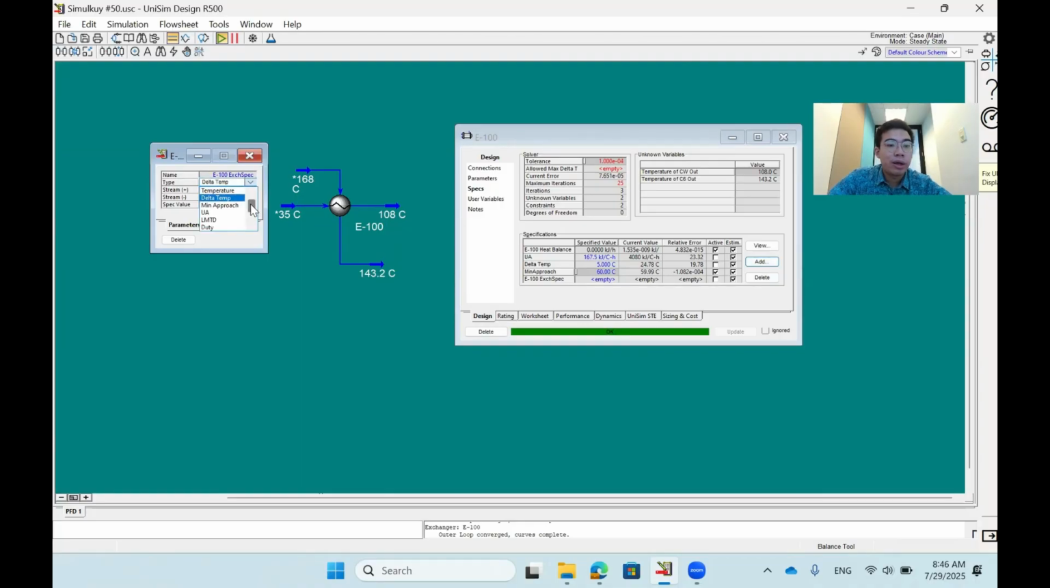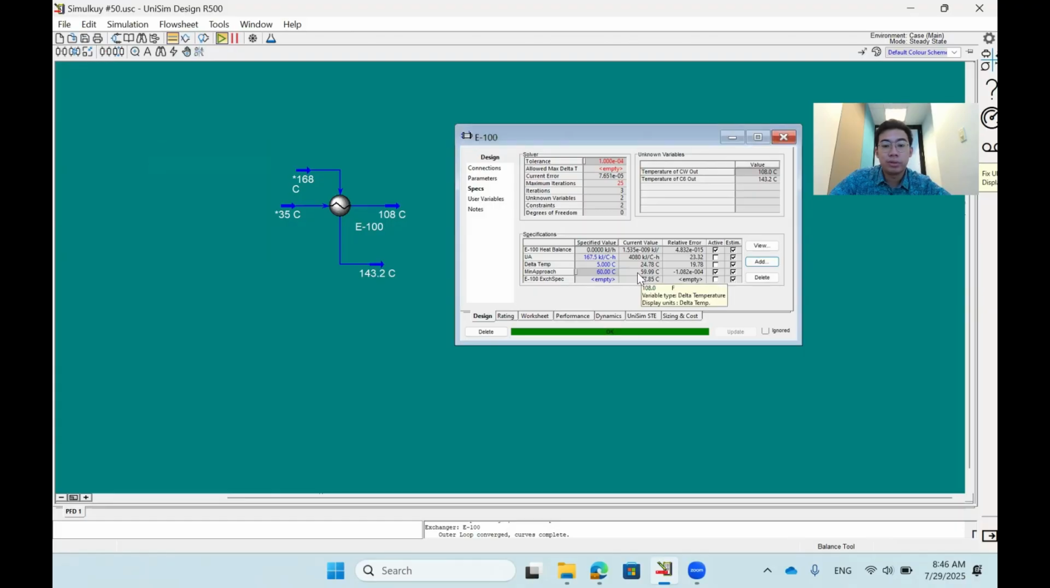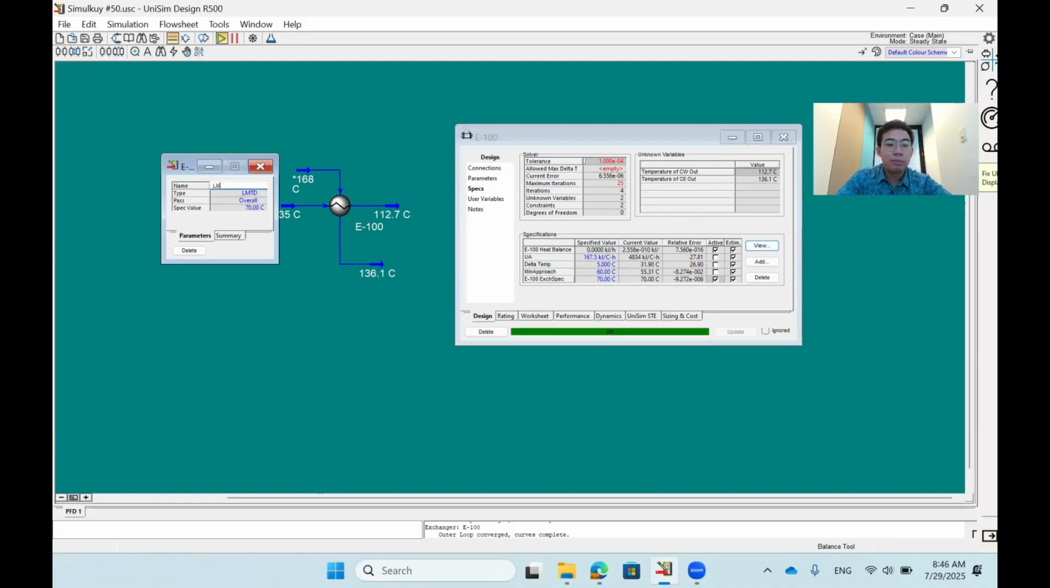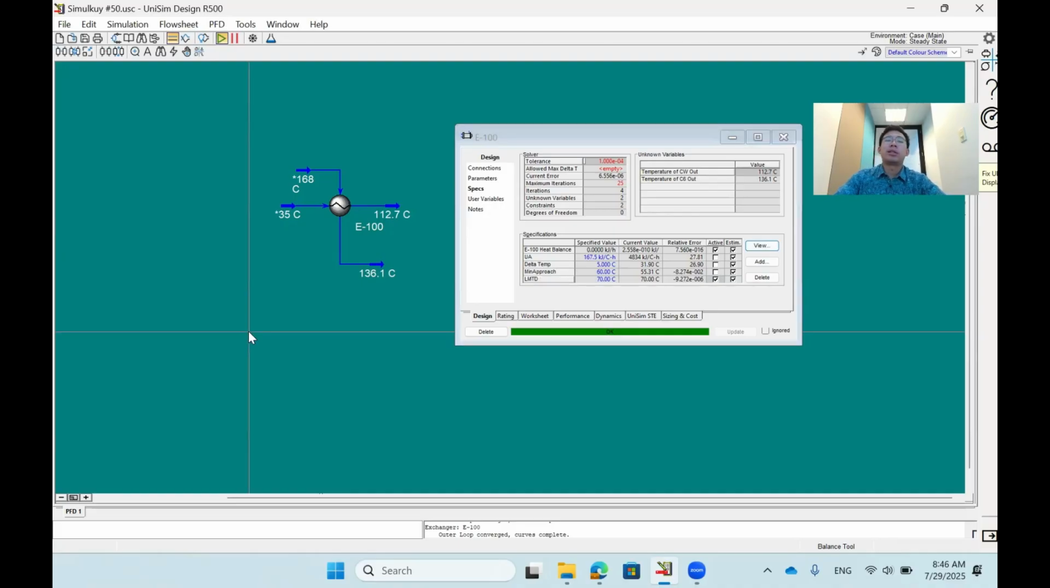And then we also have the LMTD. That's also overall. We can also spec this LMTD. For example, I want to make it 70. For this LMTD, it's quite hard to explain, but you know that at least the LMTD equation is the relation between the hot and the cold stream, in and out. For the exact formula, you can Google it.